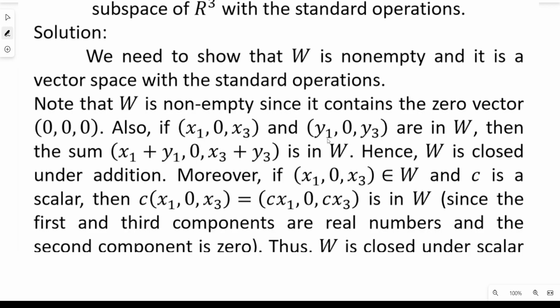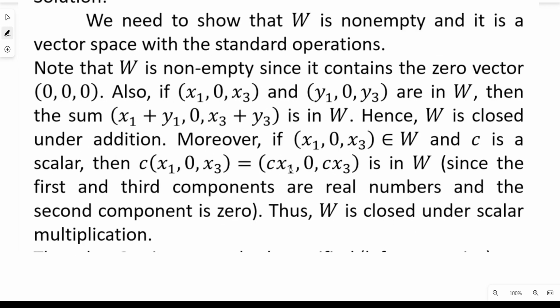Also, if we have these two vectors, x1, 0, x3 and y1, 0, y3, these are vectors in R3, not yet vectors in W, because we are yet to show that W is a vector space itself. Then the sum would be, as in R3, x1 plus y1, 0 plus 0 is 0, x3 plus y3, and this should also be in W because x1 plus y1 is real and x3 plus y3 is real, being sums of the real numbers x1, x3, y1, and y3. Hence, your ordinary addition in R3 is closed under the set W. So W is closed under addition.